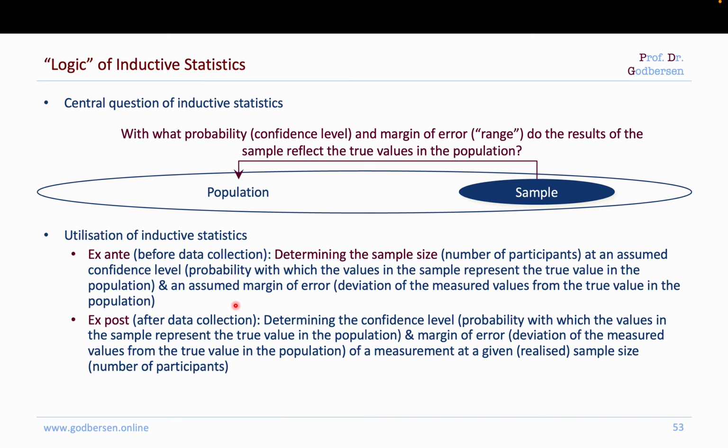After data collection, we already have the sample size. We know how many participants we had. Then we can work backwards and can calculate the confidence level and or the margin of error.